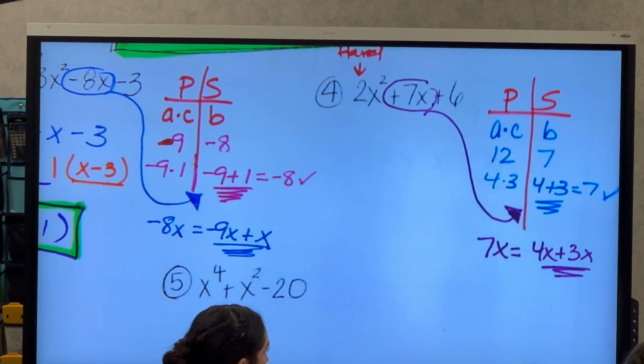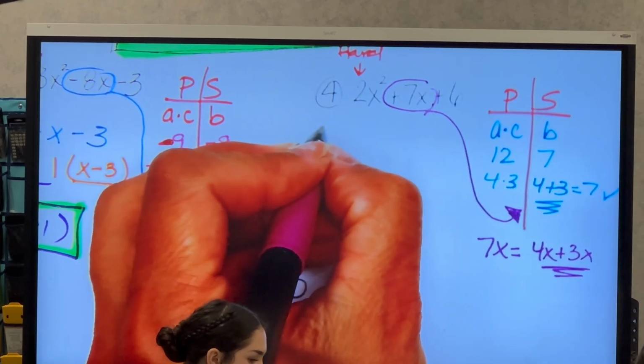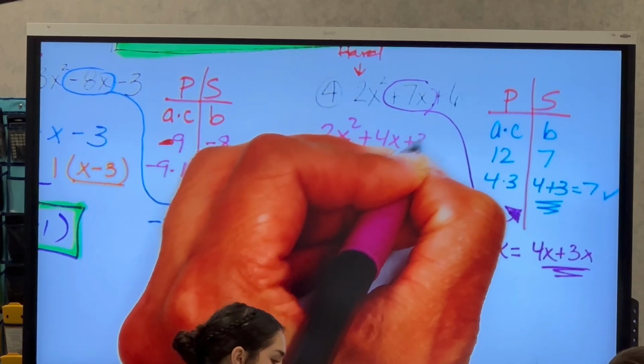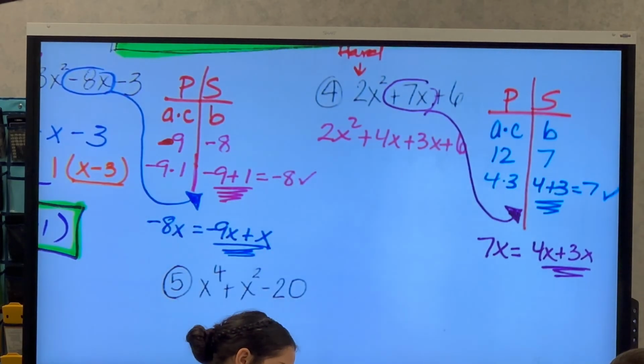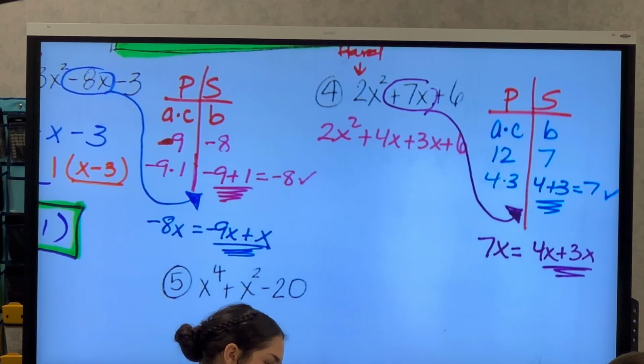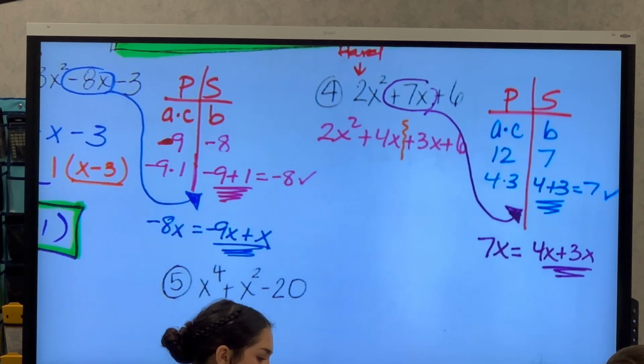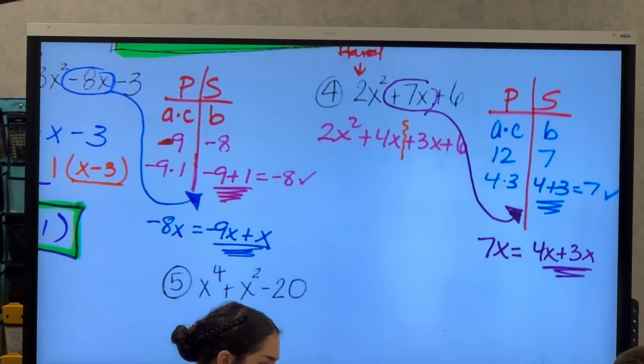All right, so then when we do the replacement, we're going to have 2x squared plus 4x plus 3x plus 6. And now we have 4 terms, and we can break it in half and factor each side. On the left of the break, what's the GCF?